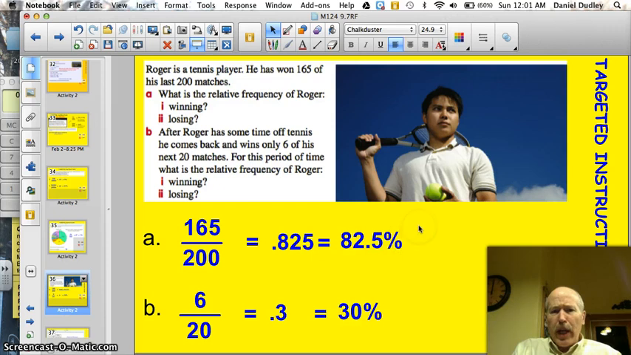Roger, you need to keep playing. Don't take time off. You could have also calculated his losing percentage too, and it'd just be the opposite of the winning. All right? If he's winning 30% of the time, that means he's losing 70% of the time.